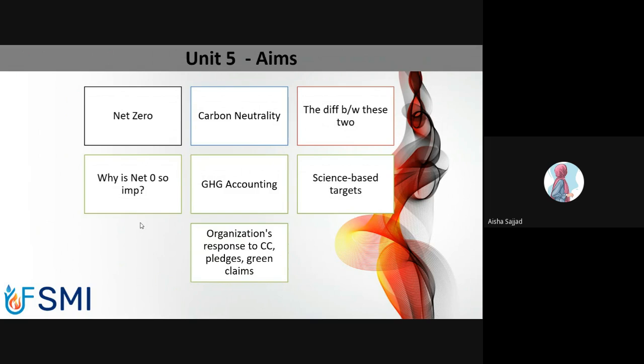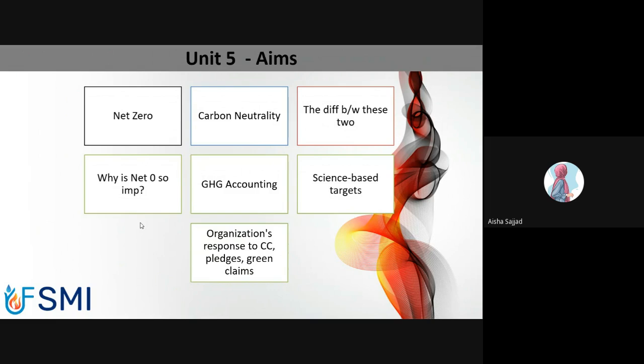And then, why are we talking about net zero so much? Why is it of so much significance? And then we will see how carbon emissions can be accounted, how they can be calculated, and how these can be reported, also known as greenhouse gas accounting. And then how organizations specifically, or different corporations, enterprises, and industries can set specific science-based targets for themselves and reach them in real time.